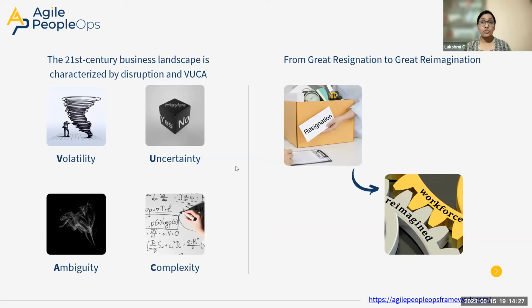And finally, the information becomes so overwhelming that at a given point in time, things become really unclear, really hazy, right? And that's what ambiguity is all about. So when we all are sailing in this VUCA world, how can organizations still embrace this problem and create a better opportunity for their workforce? And that's where this great reimagination comes in, right?